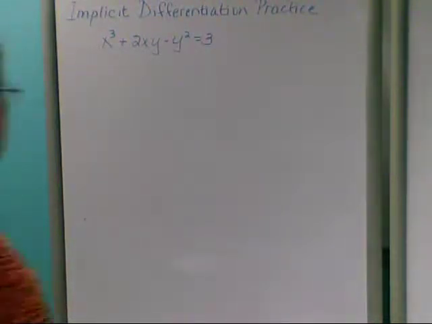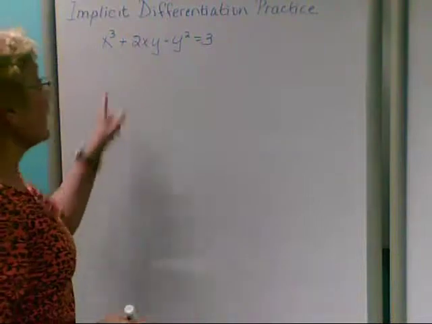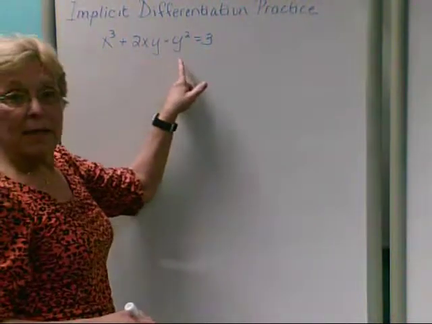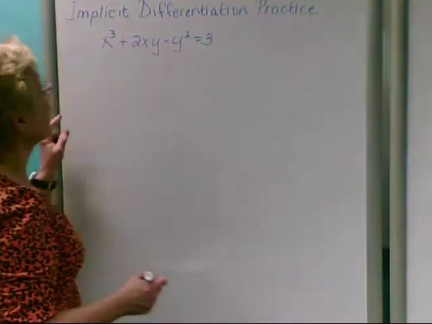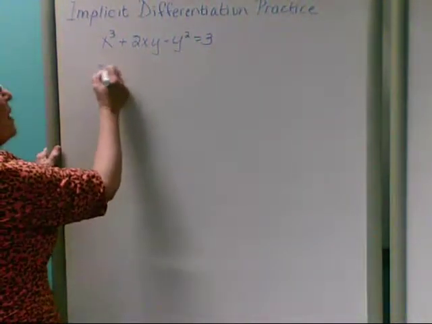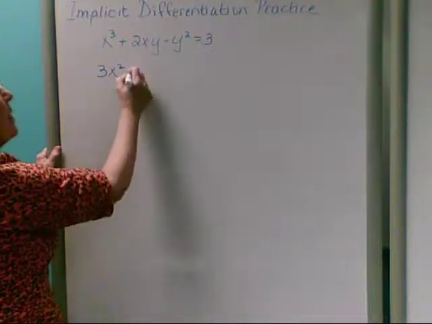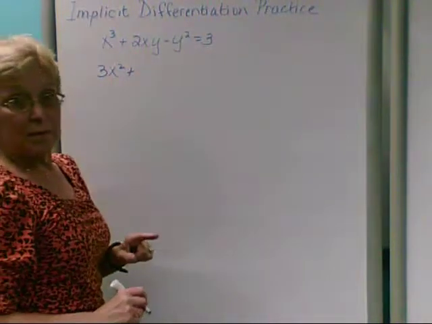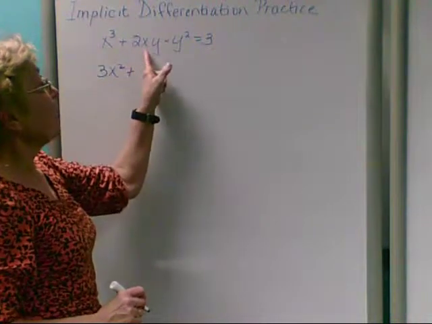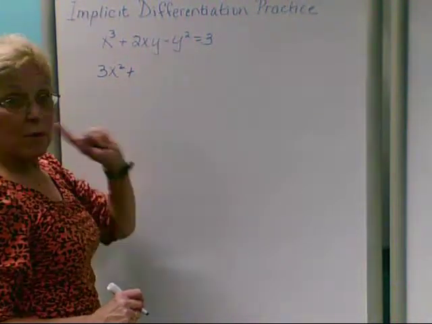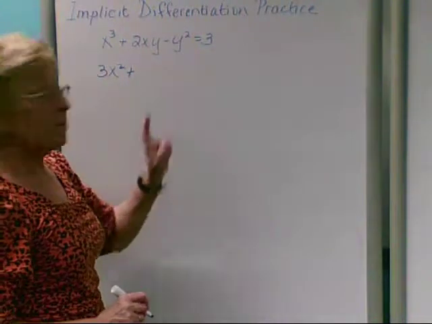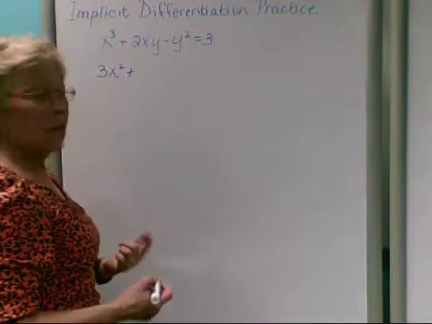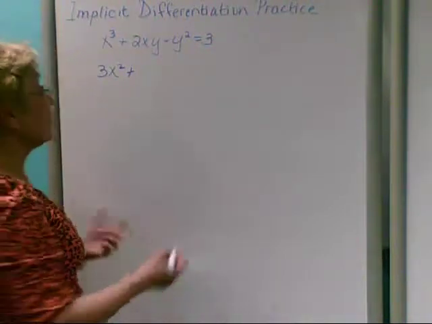Let's do a little more implicit differentiation practice. Let's try our new technique on x cubed plus 2xy minus y squared equals 3. 3x squared plus, and notice here we have product rule to do because we have two variables, two functions. Remember that y is a function of x. So let's treat it with the respect it's due.